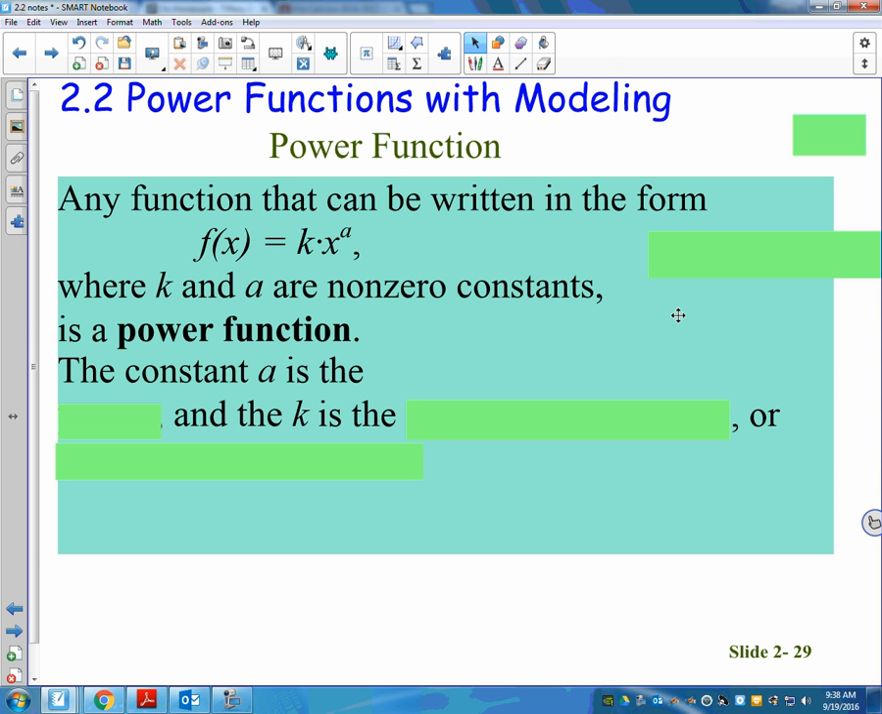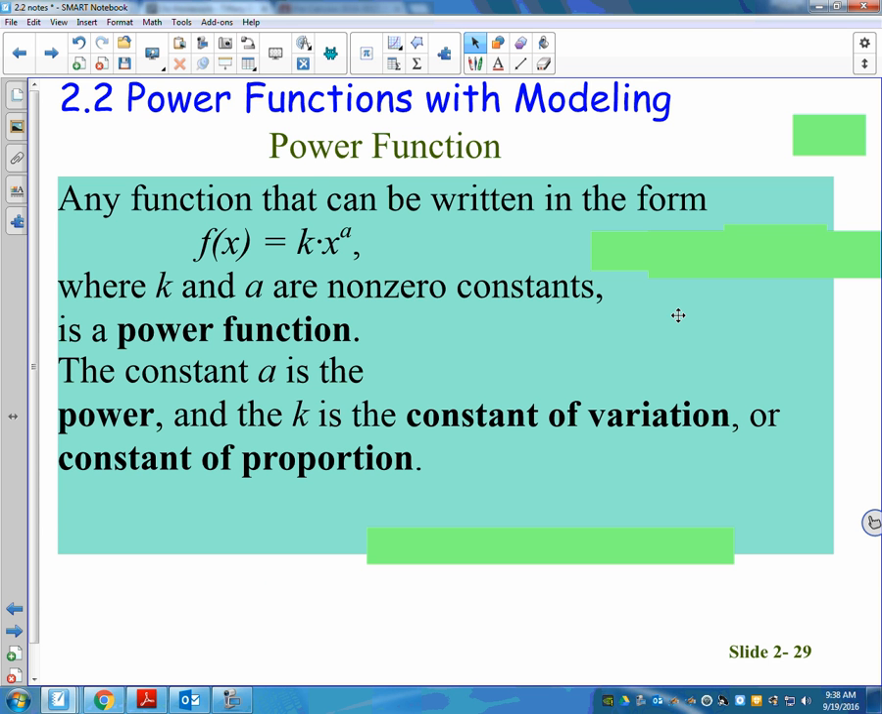Where k and a are non-zero constants. So the only requirement to be a power function is that a can't be 0, and that k can't be 0. Otherwise, we don't really have a function. Which means a could be negative, a could be a fraction, right? So any kind of exponent there works as long as it's not 0. We call the k the constant of variation. We'll do some problems in a minute where you have to find the constant, or the constant of proportion, or the constant of proportionality.